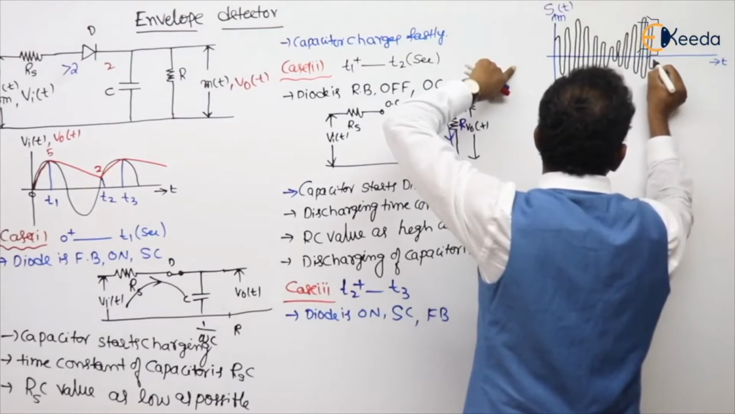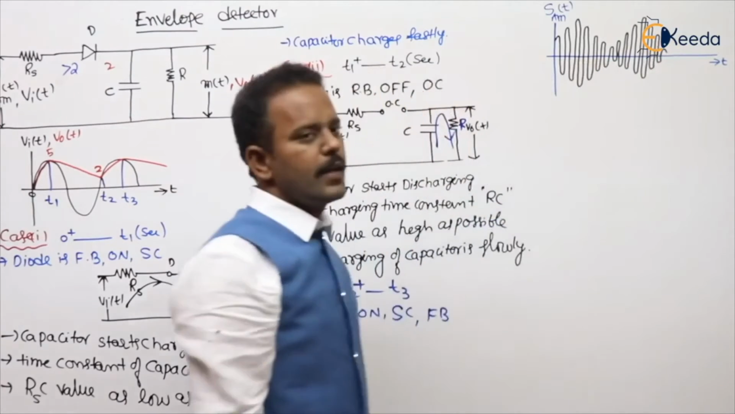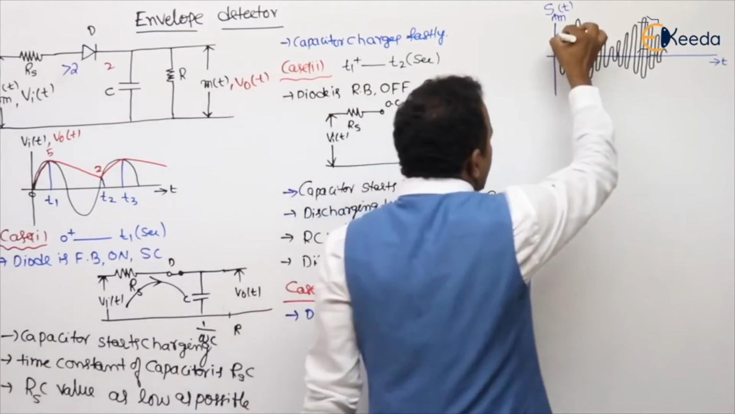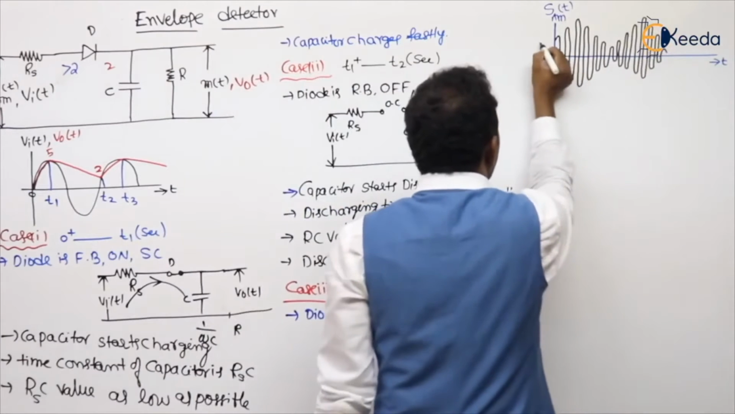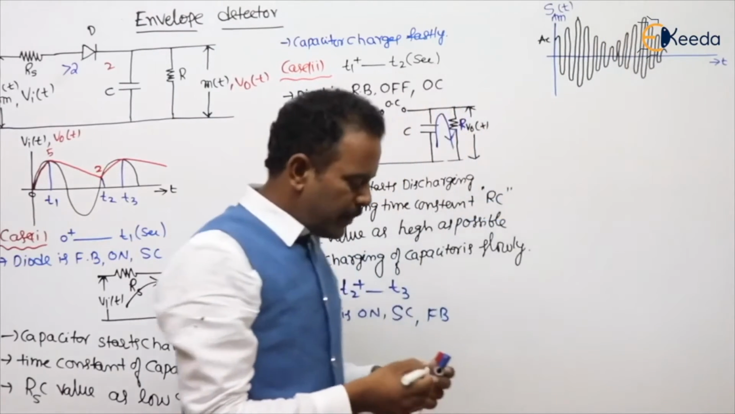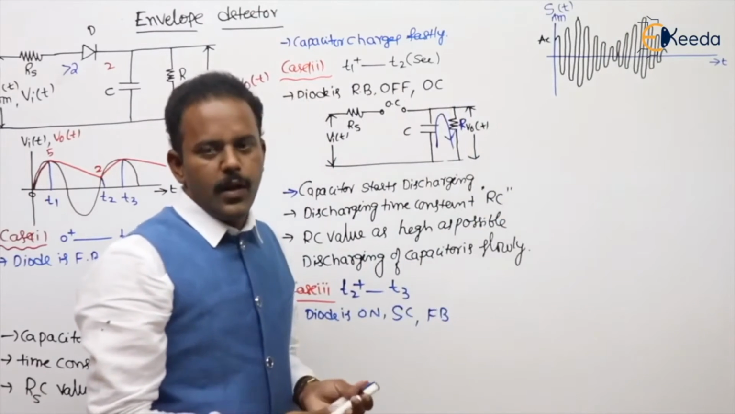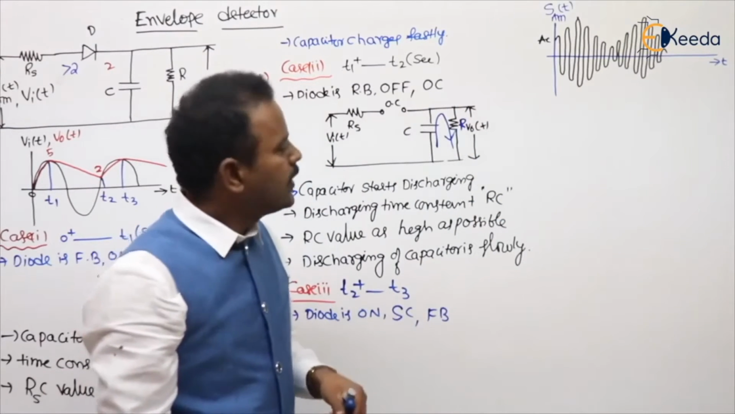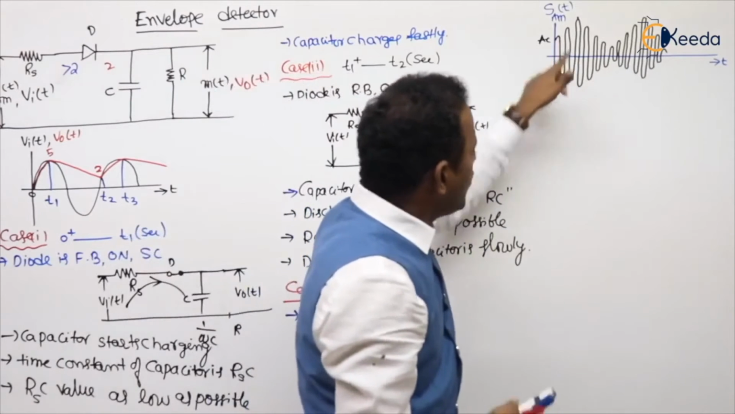Actual diagram of an AM signal for under modulation, not the envelope detector. That is the AM signal. Previously I wrote a thick line for more clarity. Of course, this is Ac, this is A max, this is A minimum. Now follow, students, what is happening before the peak value?